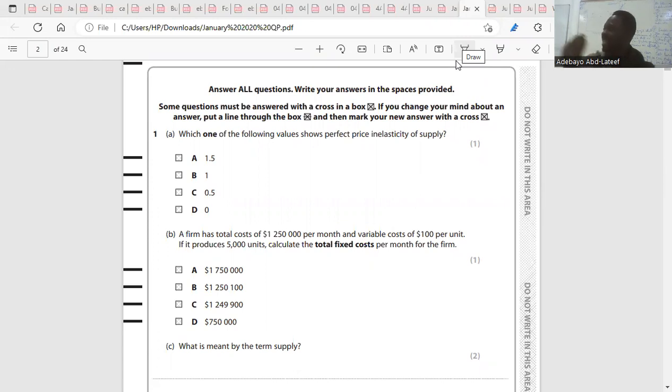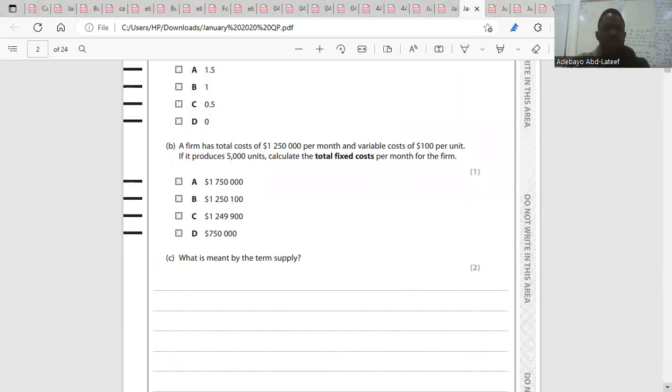When we talk about price elasticity of demand, there's perfectly inelastic and there's inelastic. When it is less than 1, it is inelastic. But when it is 0, it is perfectly inelastic. So the answer is D. I think that D, yes. Just put that. Don't do anything about the paper. Yes. Just listen to this. Then go to question B.